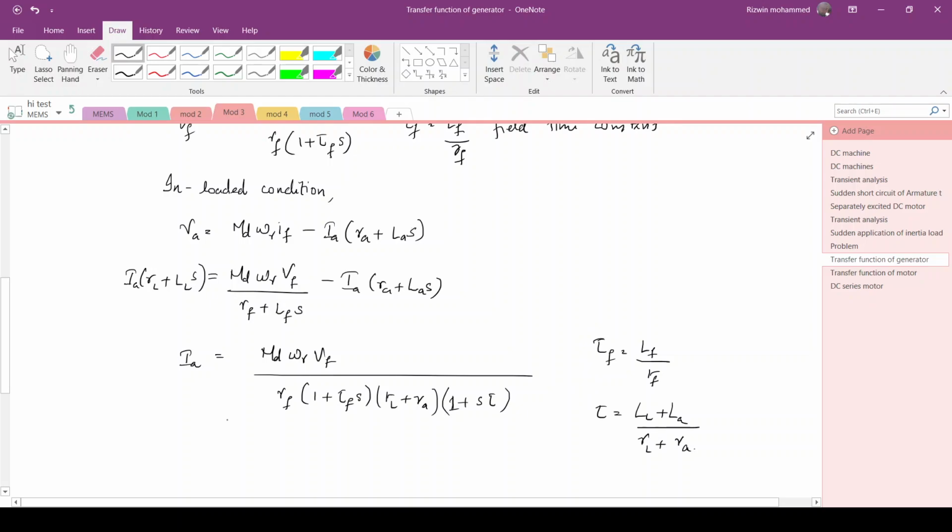So the transfer function will be Ia by Vf. That will be the transfer function of the separately excited DC generator in load condition. So that's a simple derivation. Okay, hope you understand. Thank you.